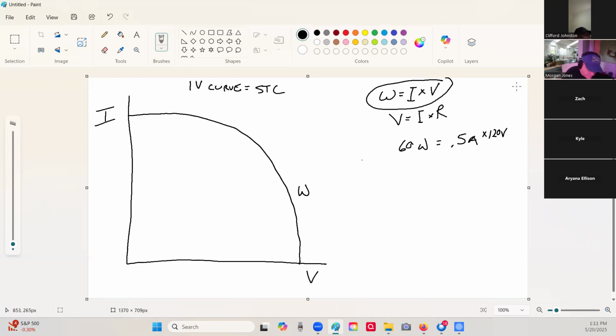Irradiance, solar constant, and air temperature. Okay, so the temperature, you're right. Temperature is 25 degrees Celsius. All right, that's not actually air temperature though, that's cell temperature. Okay. And then irradiance of 1,000 watts per square meter. And then the third one is 1.5 atmospheres.